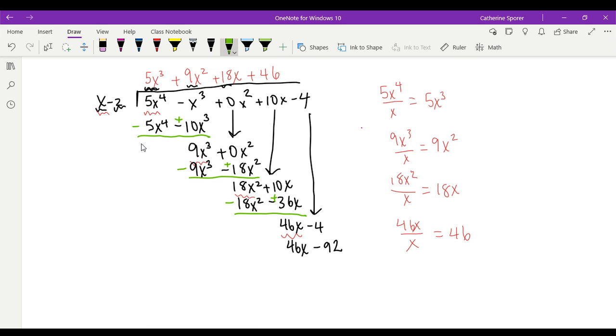Then we need to subtract to get the remainder, so change the signs of both of these numbers. 46x minus 46x is 0. Negative 4 plus 92 is 88. So 88 is the remainder of this division. And the quotient is 5x to the third plus 9x squared plus 18x plus 46.